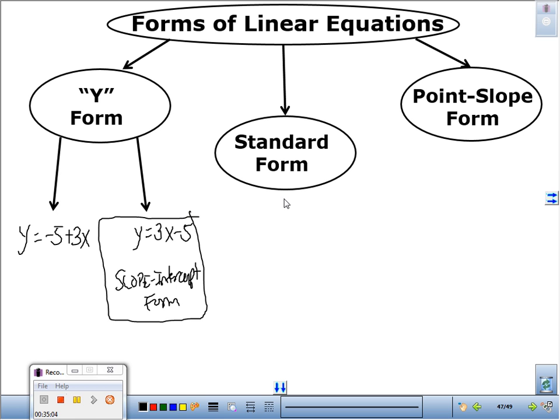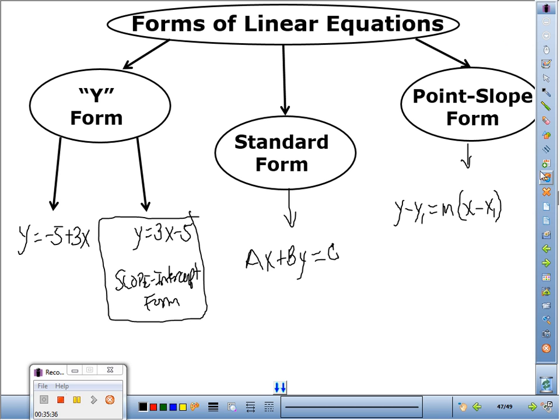The other form that we need to look at is this one. ax plus by equals c. This is called standard form. The last form that we're going to look at is y minus y1 equals m times x minus x1. Okay? Now we've seen this already. Look at the example that I gave you earlier. Watch.